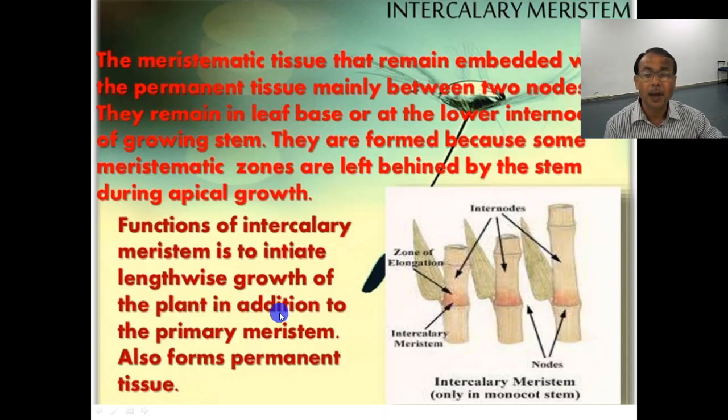growth of the plant. Now, these intercalary meristems in due course of time, just like apical meristems, will grow, they will differentiate, and they will modify, and they will become permanent tissues. That means they will form various components of permanent tissues. Here in this figure, the intercalary meristem is shown only in the case of monocot stem. You will find this only in monocot stem.